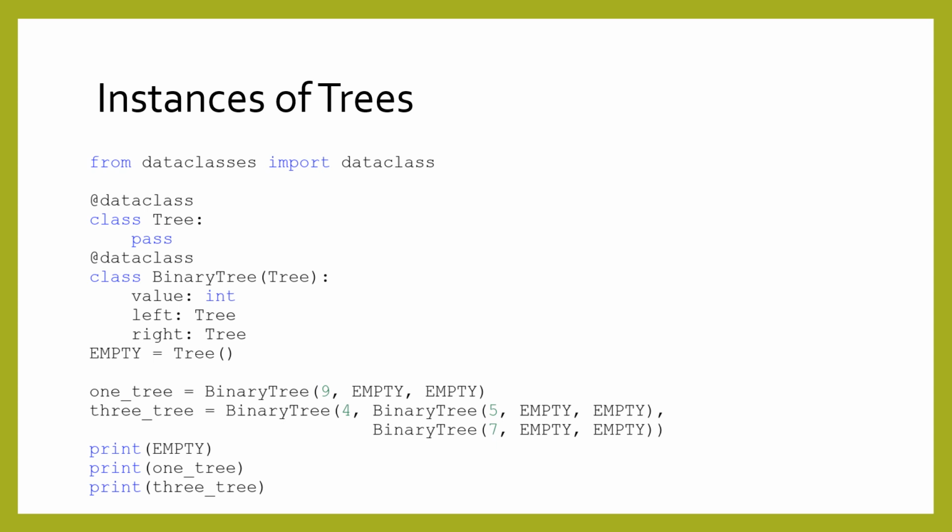The last variable, 3tree, is even more interesting, since it represents a binary tree with 3 nodes. The root node holds the value 4 and has 2 children. The left child's value is 5, and the right child's value is 7. All of the children's children are empty trees.